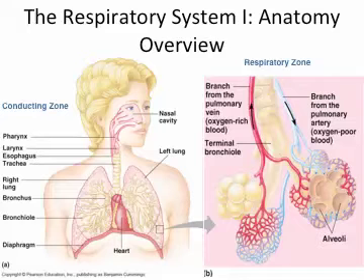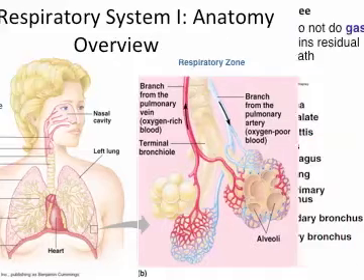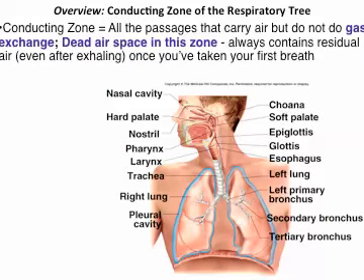So that's a major overview of the conducting zone of the respiratory tree and the respiratory zone of the respiratory tree. Now let's look at a little bit more detail in the conducting zone of the respiratory tree, all those passages that carry air but do not do gas exchange. Like I told you in the previous slide, in the conducting zone you're just conducting air out to the respiratory zone, which is actually where you can do gas exchange.